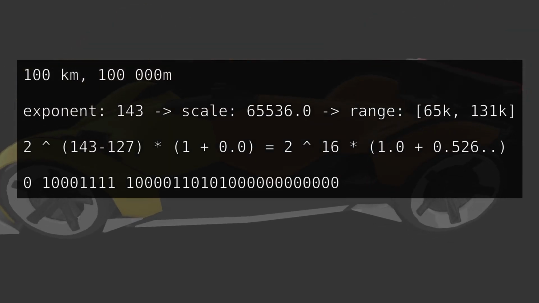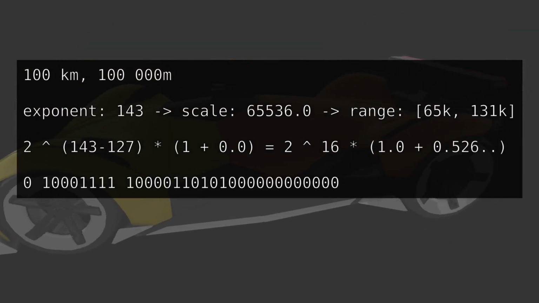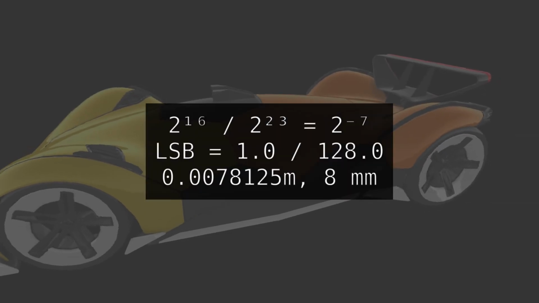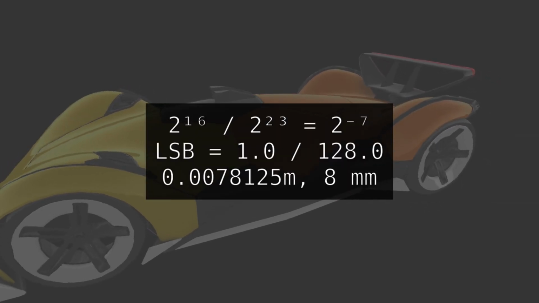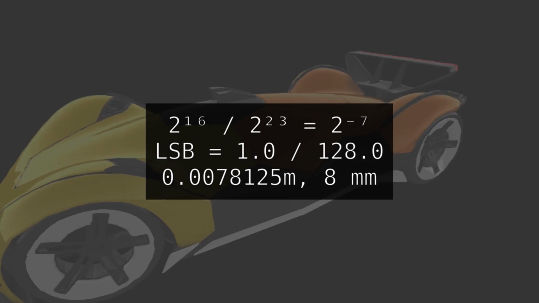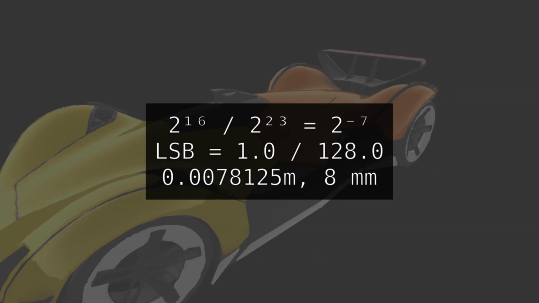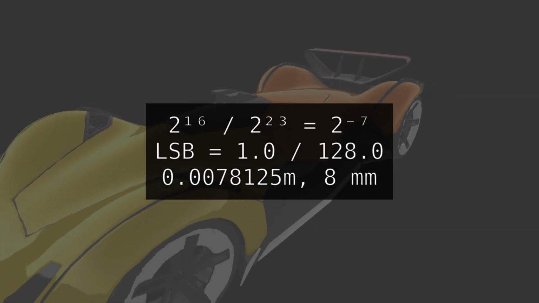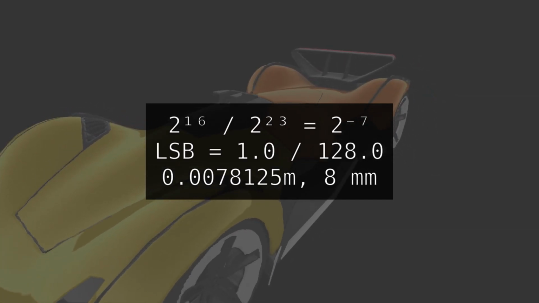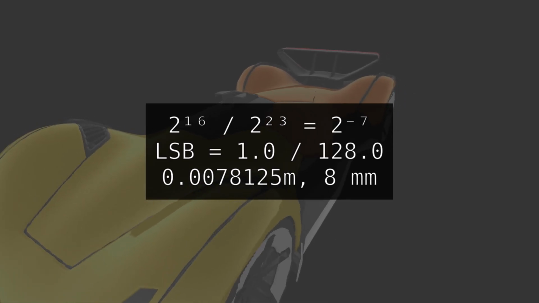That is 65,536. Let's calculate the value of the least significant bit of Mantissa. That equals 2 to the power of 16 divided by 2 to the power of 23. That equals 2 to the power of minus 7. That is 1 divided by 128, which equals 8 millimeters.